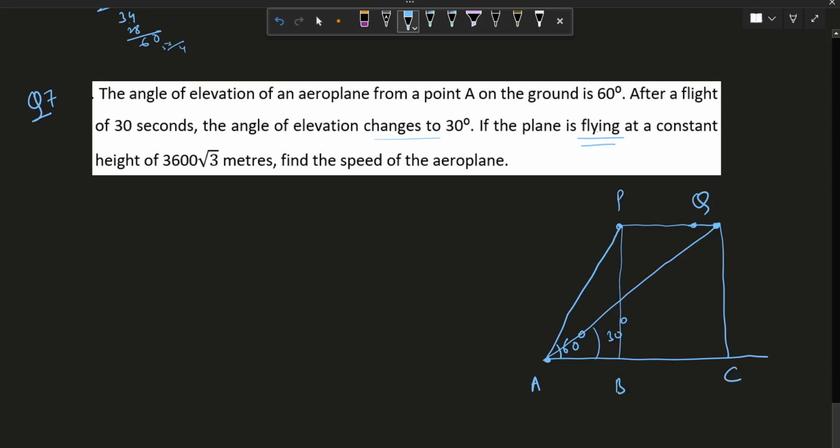B. Let me say the height is 3600 root 3. So this is also 3600 root 3. You need to find the speed of the plane. Okay, height is constant. We need to find out the speed.